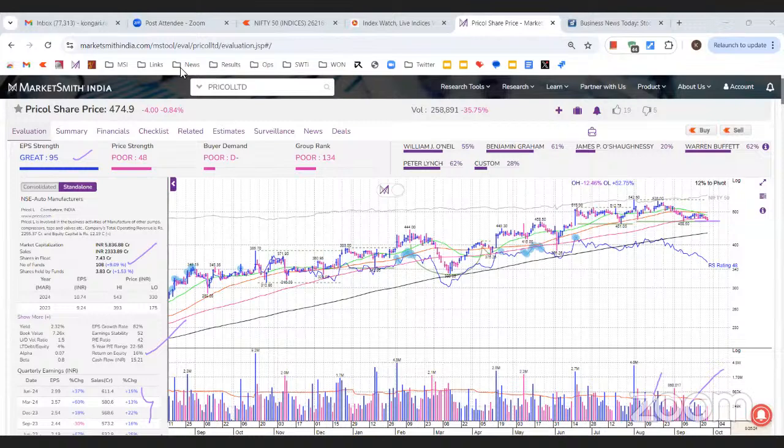On the flip side, once it reclaims the 50 DMA, I think it will start completing the right side of the base and it will be a good candidate for a fresh breakout.